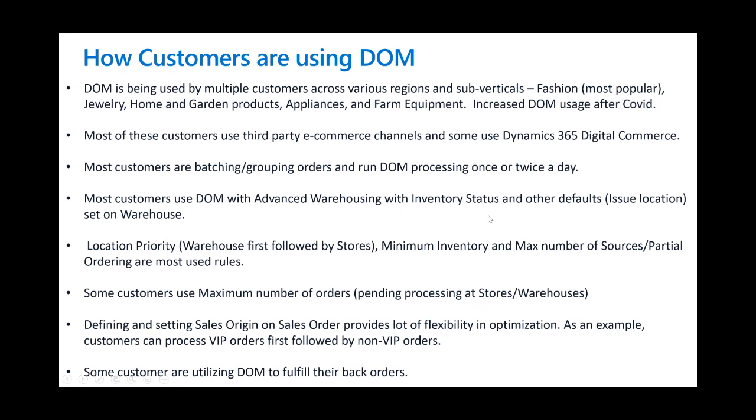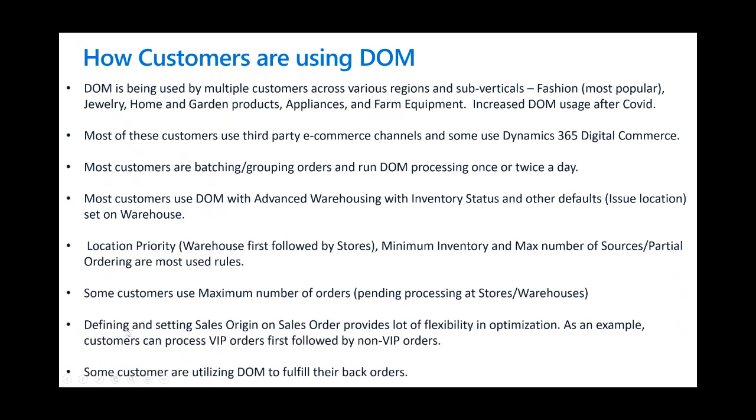Now coming back to the rules, we have 7 different rules, but out of these 7, we see location priority, minimum inventory, and the partial ordering rules as the most used by our customers. Okay. In some cases, we do see maximum number of orders also being used by customers. This maximum number of orders is basically used by businesses in the holiday season.